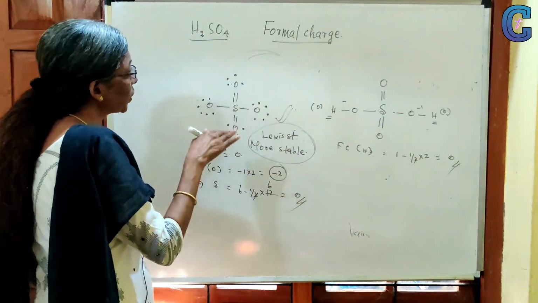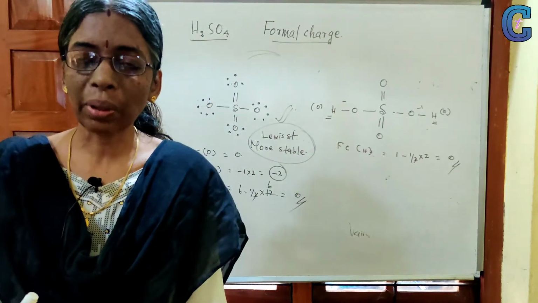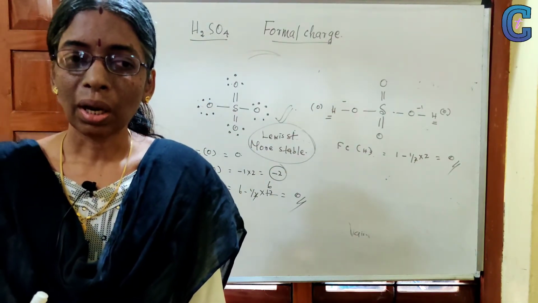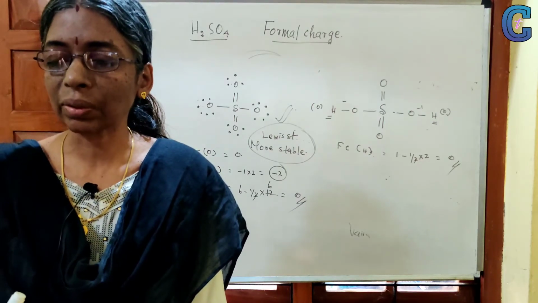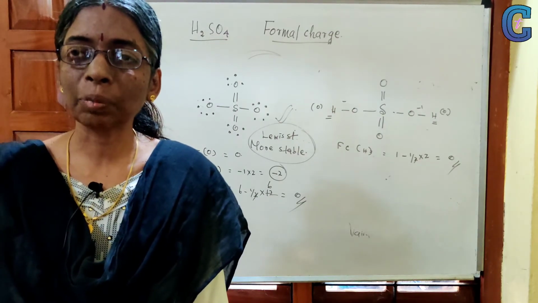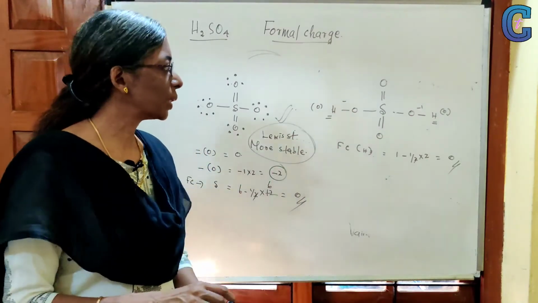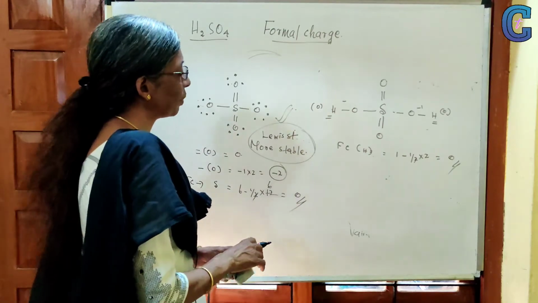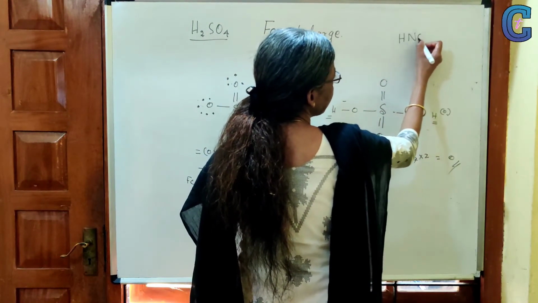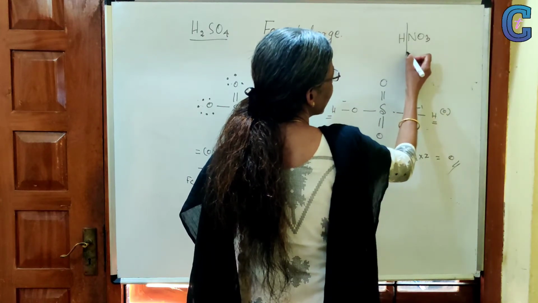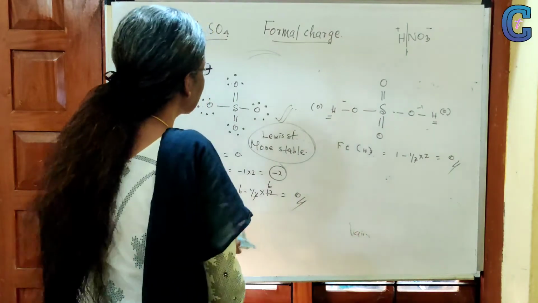So when you want to draw the structure for oxyacids, first you have to draw the structure for the anions, like for sulfuric acid, the sulfate anion. Then we can draw the corresponding acids. Is it clear? Okay. Now we'll do another one. Suppose we want to draw the structure for nitric acid, HNO3. We can divide this into H plus and NO3 minus. So the anion here is the nitrate ion.